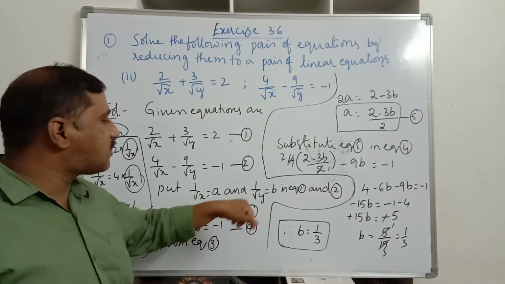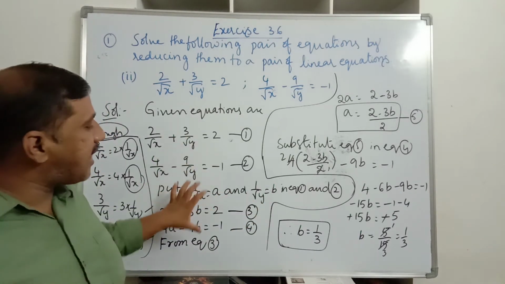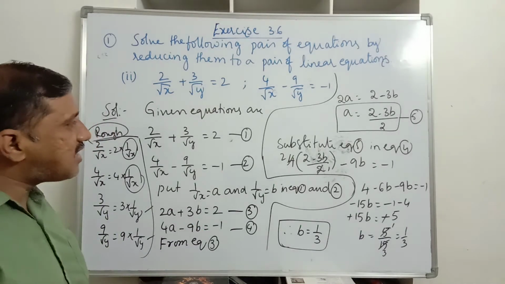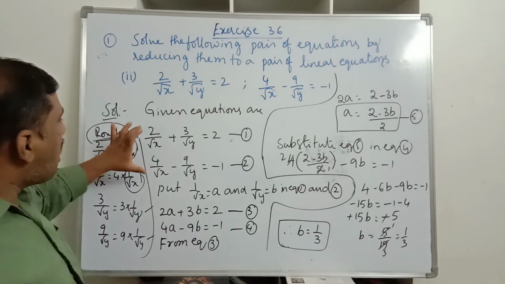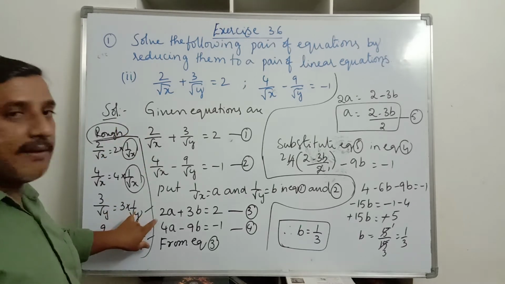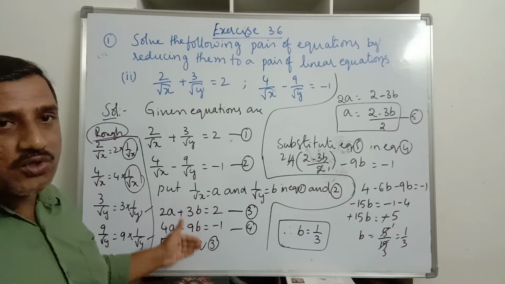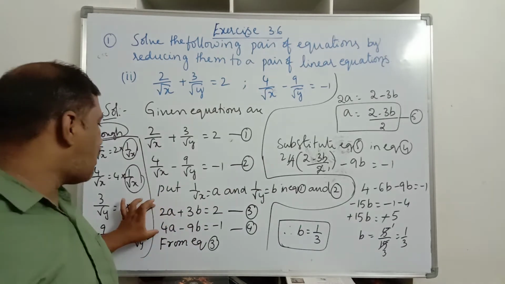And b is equal to 1 by root y. By substituting in that, we will get the x value and y value. Is it clear, children, what we have done so far? We have changed the given equations into the pair of linear equations form. Then I have chosen the substitution method to solve these equations.